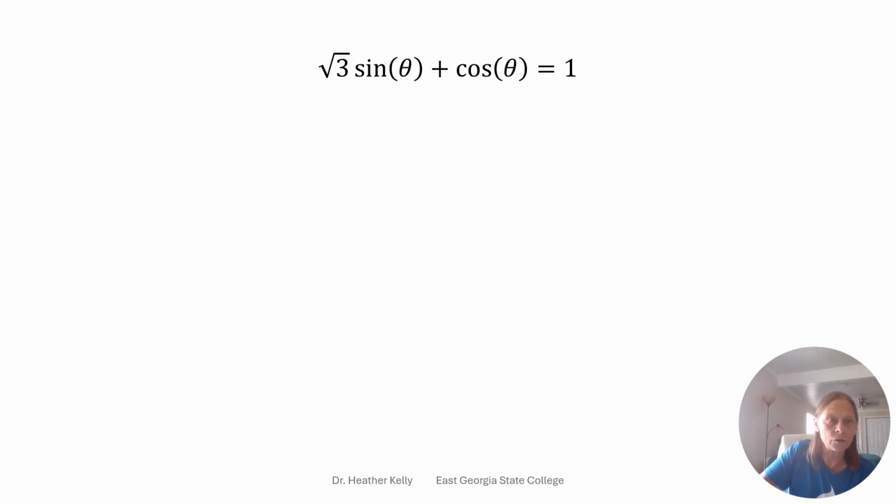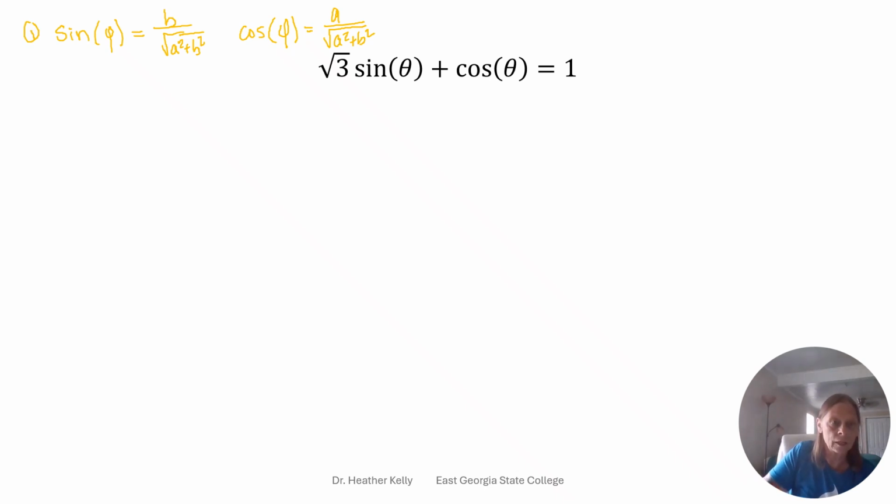So the first thing you do is you say sine of phi is equal to b over the square root of a squared plus b squared. Cosine of phi is equal to a over the square root of a squared plus b squared. Okay, so let's get that. So that's the first thing we do.